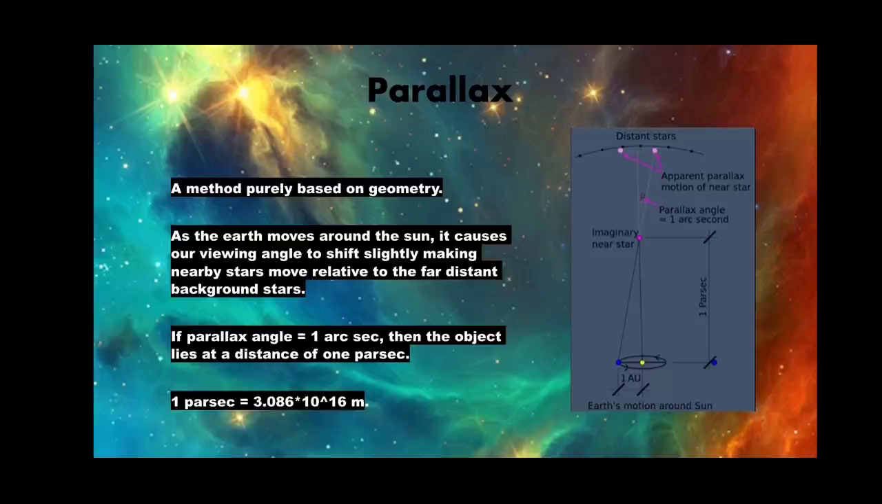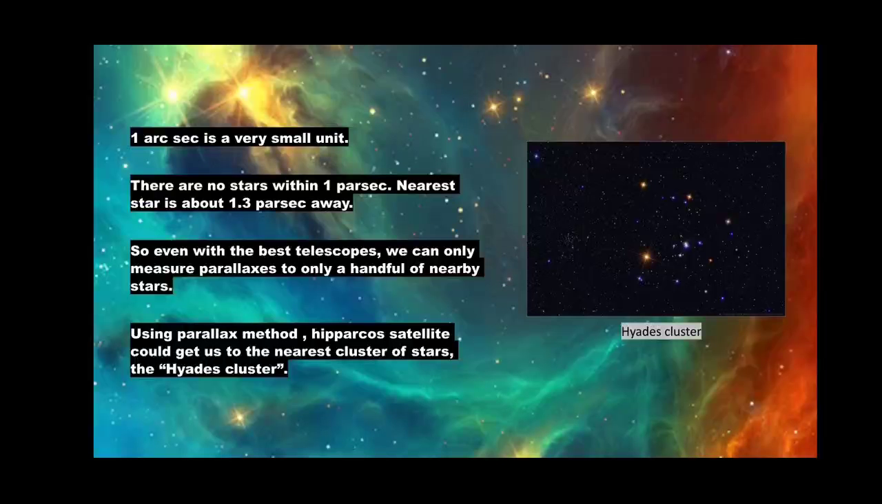But here the problem is that 1 arcsecond is a very small unit, and also there are no stars within 1 parsec. The nearest star is about 1.3 parsecs away. Even the best ground-based telescopes can only measure parallaxes to a handful of nearby stars. Using the parallax method, the Hipparcos satellite was able to get us to the nearest cluster of stars, the Hyades cluster.